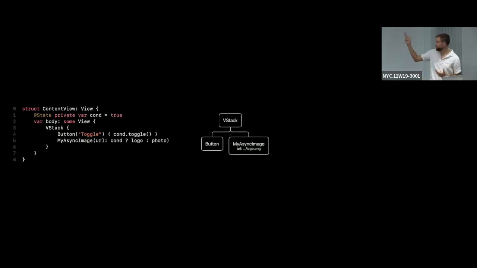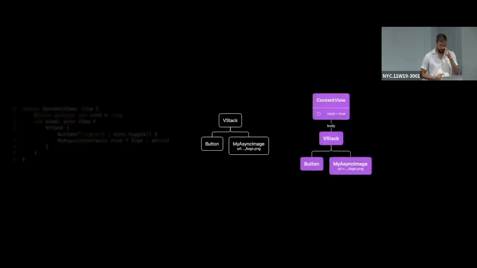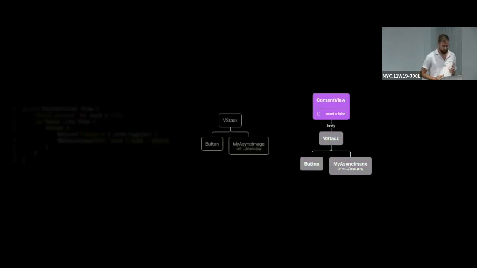We get the following view tree out. This is what we expected. And we get a render tree. And note that this state property turned into memory in the render tree. And so we're good. And if the condition changes, so I don't know if you noticed, but initially it was true. If the condition changes to false, the body will get invalidated because a property changed, and SwiftUI will re-execute. You can see here it's still logo.png. In the render tree, it will re-execute to the photo.jpg.